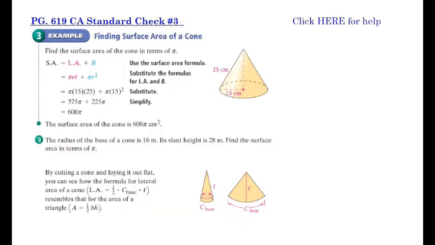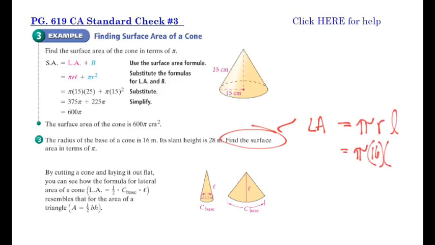For cones, we have to really trust and know this formula for the lateral area, which is pi r L, where L is the slant height, and then the base is just a circle. And so if we have a radius of 16 and a slant height of 28, that's all we need to figure out the lateral area. So I just plug in my pieces, 16 and then the slant height is 28. I get 448 pi for the lateral area.